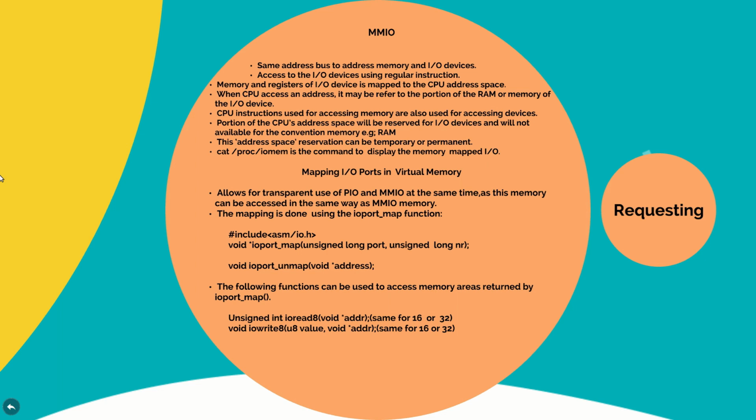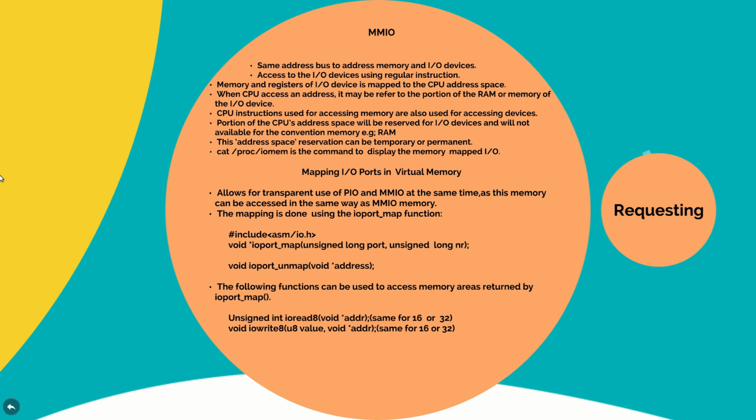So whenever we are accessing a particular address, it is referring to the RAM or to the memory of the IO devices. And the CPU instructions used for accessing memory are also used for accessing the devices, and a portion of the CPU address space will be reserved for the IO devices and will not be available for the RAM. This address space reservation can be temporary or permanent, and we can see the memory mapped IO in cat /proc/iomem. So now how can we map the IO ports in the virtual memory?